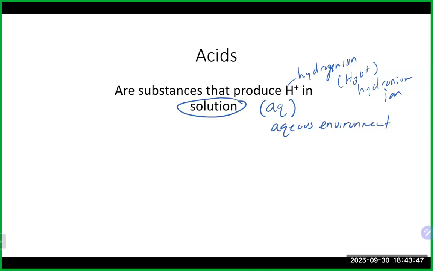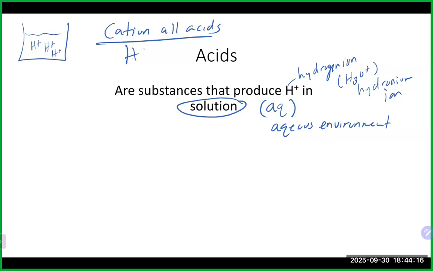And typically acids are obviously in an aqueous solution. What makes something an acid is the ability to produce free-floating H pluses in solution. So the ability to release some H pluses into that solution makes something an acid. So acids are essentially ionic compounds, and the cation for all acids is H plus. The anion will need to balance that out to 0.